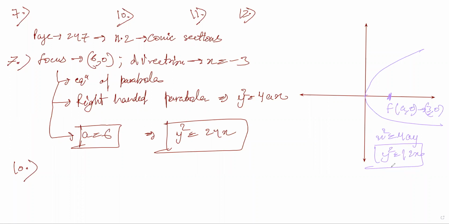Either it will be a right-handed parabola or a left-handed parabola. If right-handed, then y square equals 4ax. If left-handed, then y square equals minus 4ax. Can you tell whether it is right-handed or left-handed, on the basis of the point? The point which is given to us is (2, 3). Now, where does (2, 3) lie? (2, 3) lies in the first quadrant. So which type of parabola should it be?